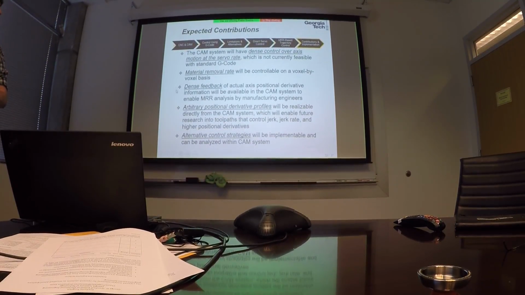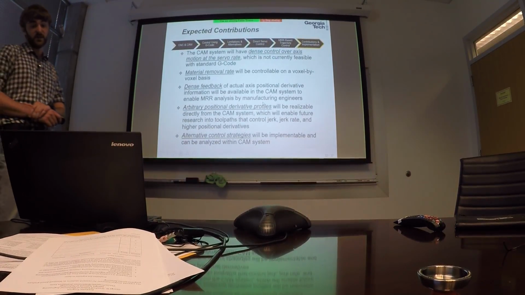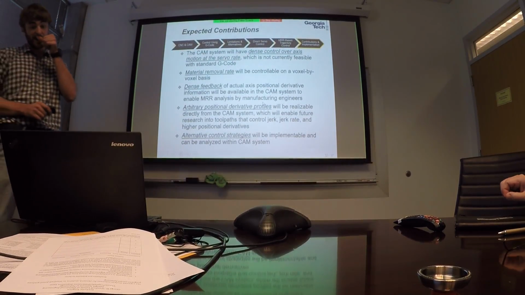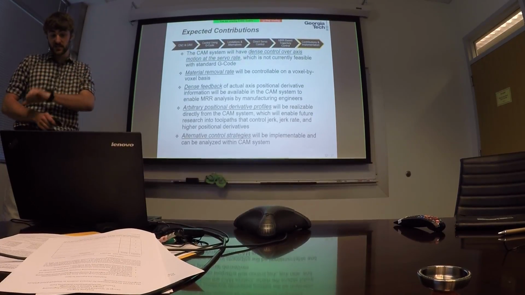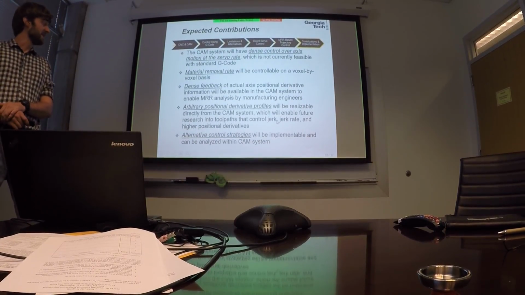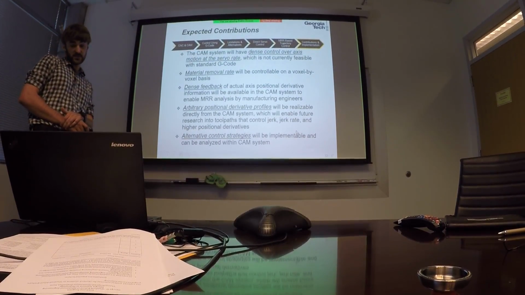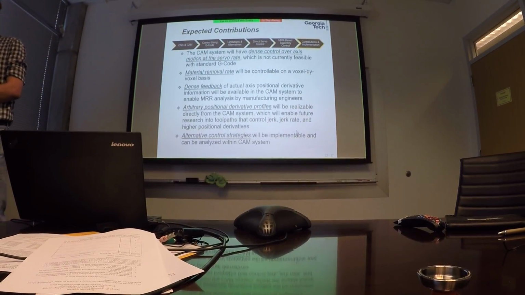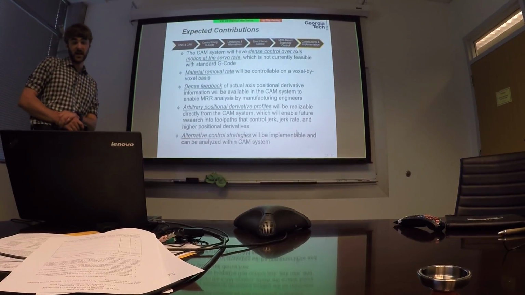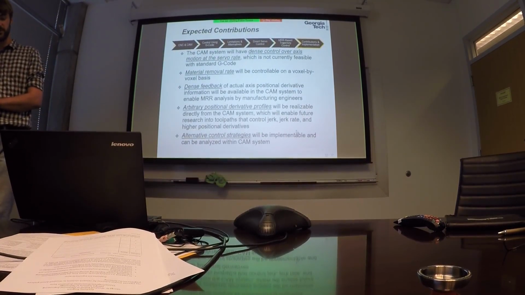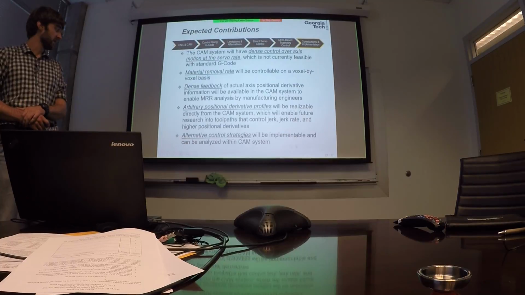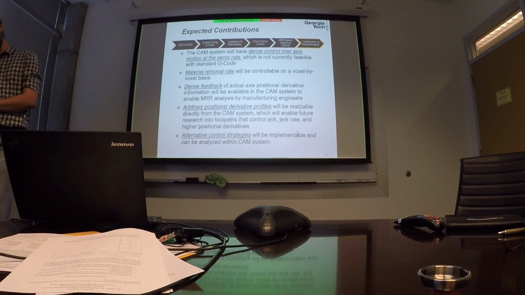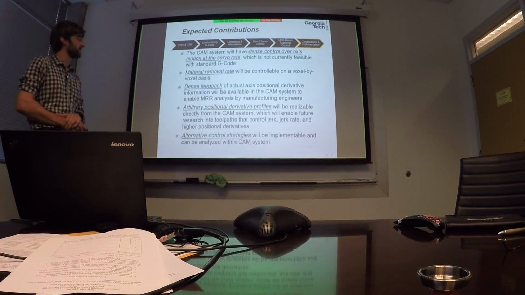Dense feedback of actual axis positional derivative information will be available in the CAM system to enable material removal rate analysis by manufacturing engineers. We will be able to realize arbitrary positional derivatives, which we were not able to do with G-code, which will enable further research into jerk rate and higher positional derivative control. And finally, alternative control strategies will be implementable and can be analyzed directly from the CAM system.